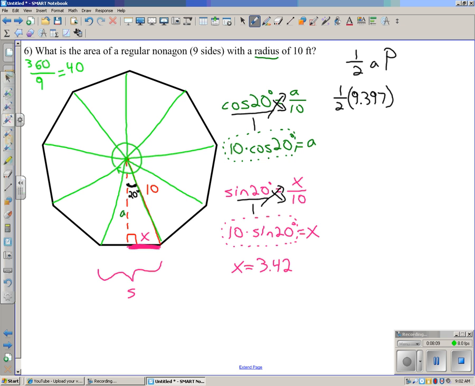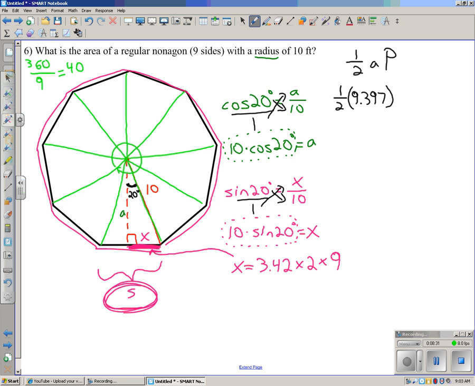But again, remember, that is not the perimeter. That is simply half of one side. So again, I have to multiply that number by 2 to get the entire side. And then I have to multiply that by 9 to get the entire perimeter around this nonagon. That'll give me the entire perimeter. When you do all that in your calculator, you get a perimeter of about 61.5636.